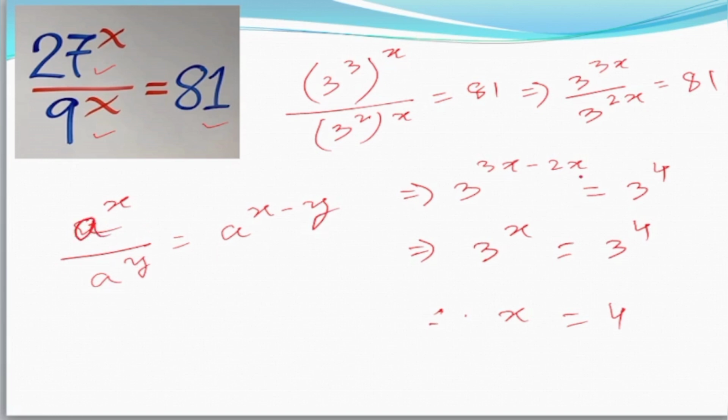Here look at this, the base is 3, and again it is 3. So we can write it as 3 to the power 3x minus 2x, that is 3 to the power x, equals, if we factorize 81 we will get 3. If we multiply 3 four times we will get 81. So we will get x equals 4. Okay, so this is the answer. Okay, thank you.